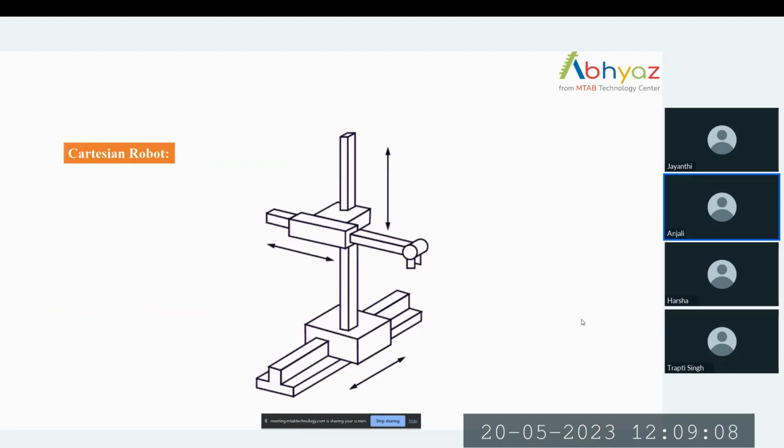The first one is the Cartesian robot. This is also known as a linear or gantry robot. It works in three directions in a straight line, in the X, Y, and Z directions. It is often used in CNC machines and 3D printing operations.